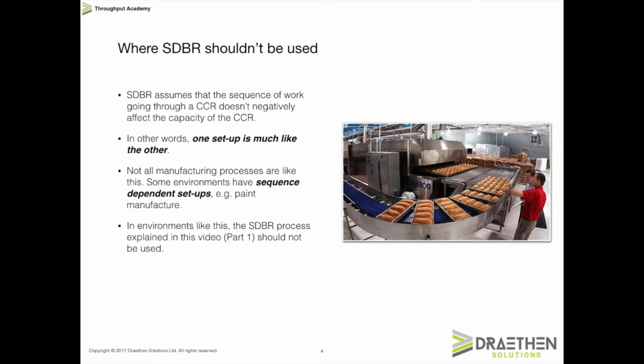We also learned about where SDBR shouldn't be used, that being any manufacturing process that requires sequence-dependent setups, like paint manufacture or certain types of food manufacturing process that I've worked in the past. These types of factory can lose a significant amount of capacity when they deviate from the required sequence, and this can result in huge damage to throughput. Don't use SDBR here, call a friendly TOC consultant like me instead.